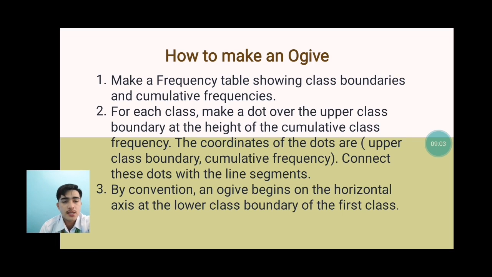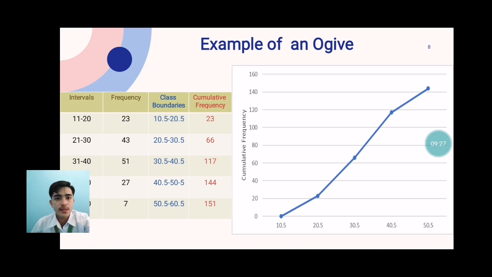For each class, make a dot over the upper class boundary at the height of the cumulative class frequency. The coordinates of the dots are the upper class boundary and cumulative frequency. Connect these dots with line segments. By convention, an ogive begins on the horizontal axis at the lower class boundary of the first class. So we have here the example.